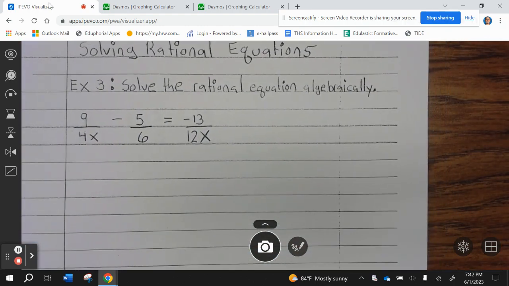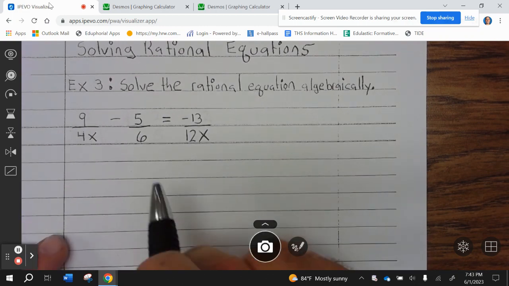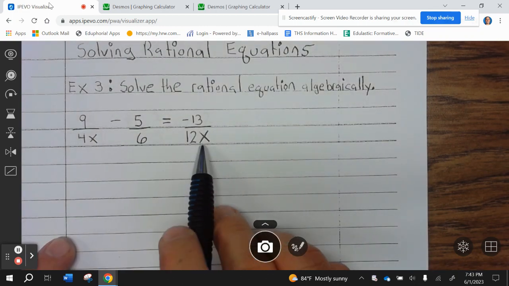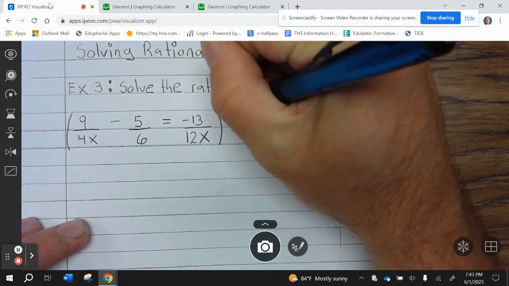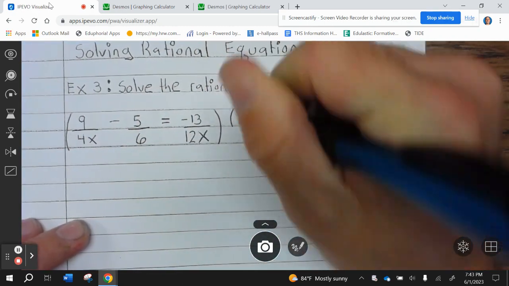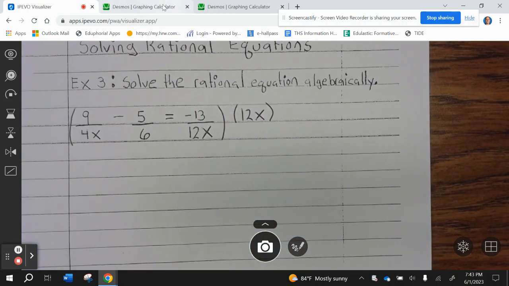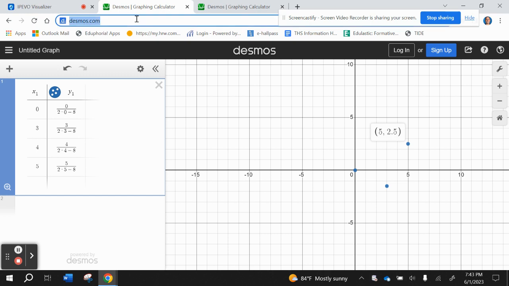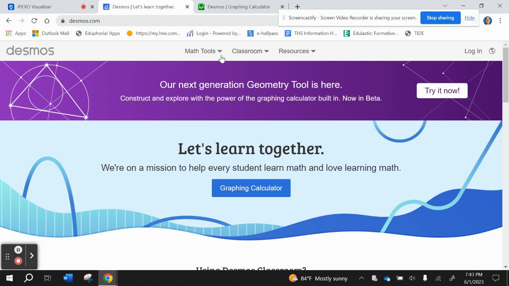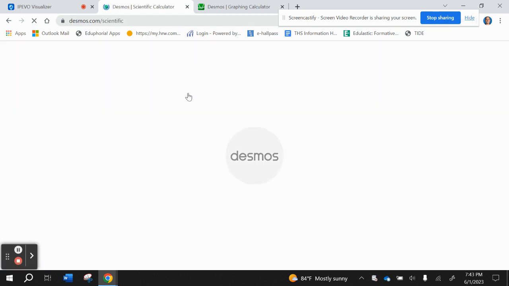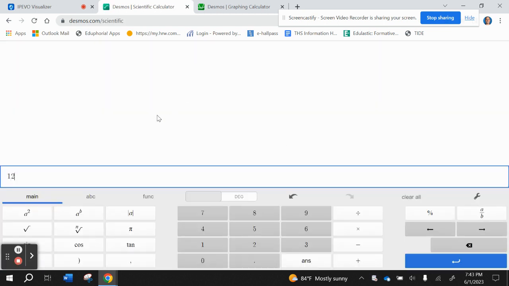Example 3. Solve the rational equation. Now, we need to multiply everything by the common denominator. Since 4 divides into 12x and 6 divides into 12x, we're going to multiply everything by 12x. I think we're done with the table, so we need to go to Desmos.com. We're going to leave that, and we need a scientific calculator just for basic calculations. So 12 times 9 is 108.